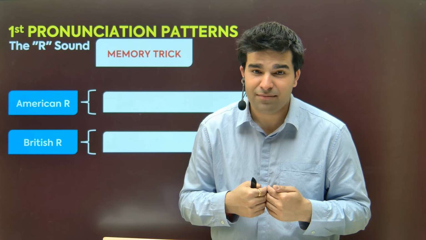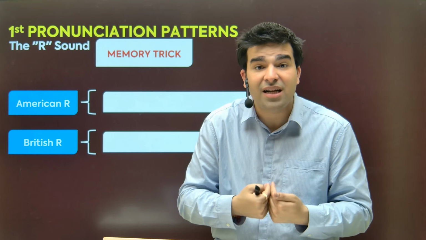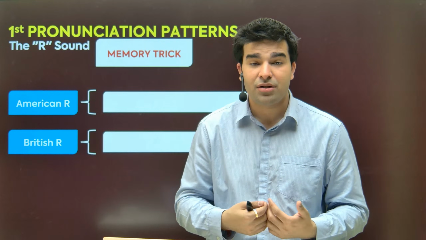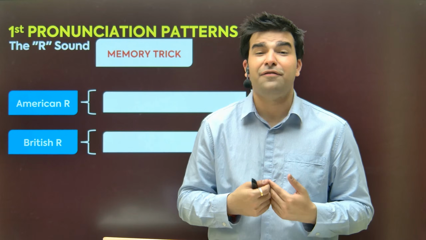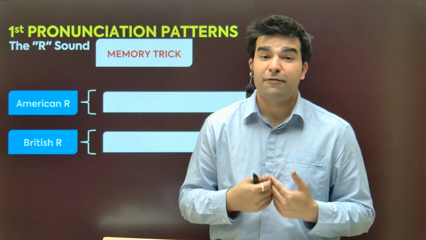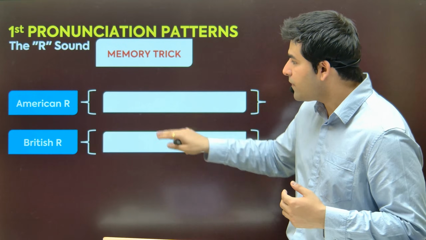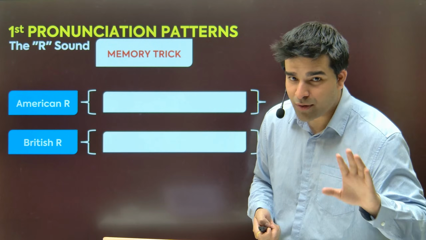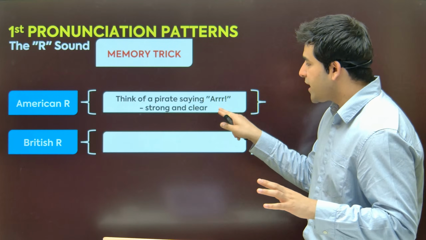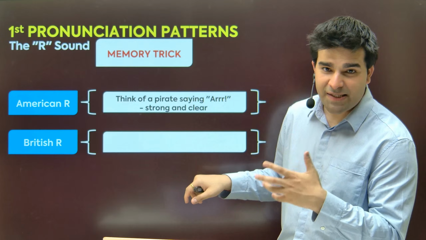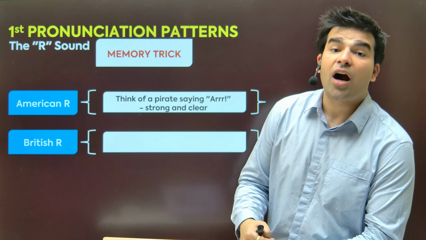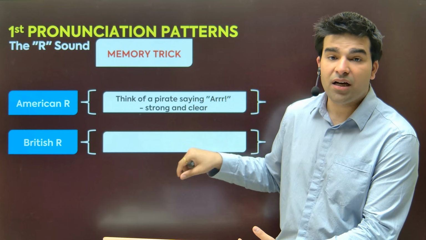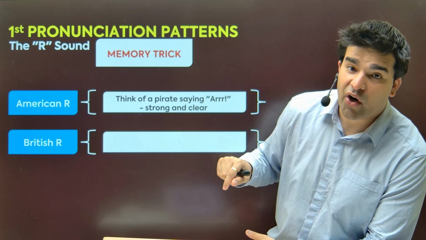It'll be fake. Don't even try. Focus on standard English rather. That'll make your pronunciation, articulation, and diction very, very clear. In case you still want to speak American R, which is totally fine, the memory trick is imagine a pirate is speaking and the pirate is saying R. It's a strong and clear R.